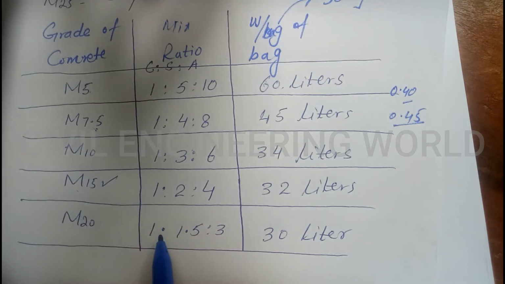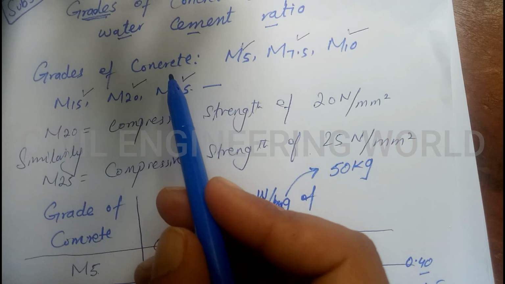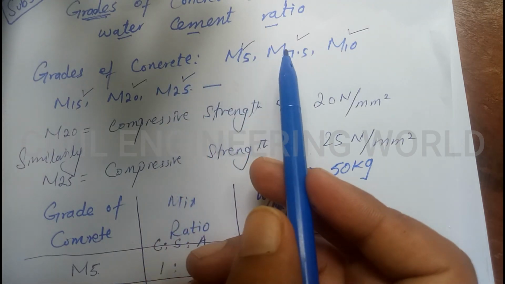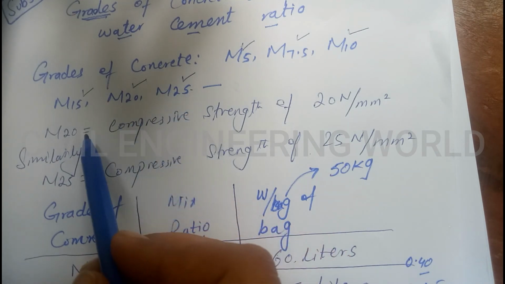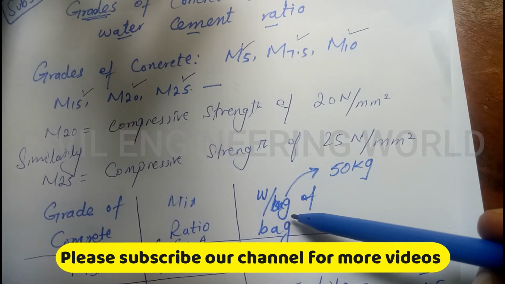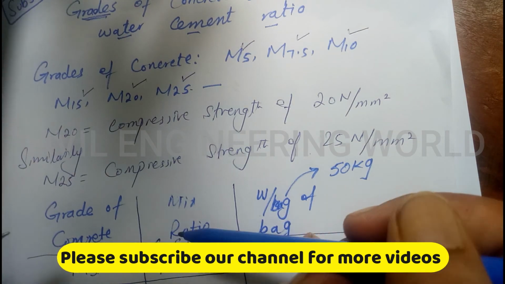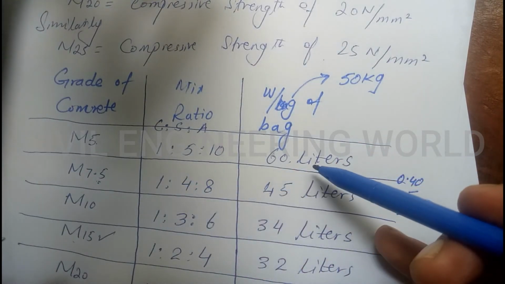So guys, this is the table that you can use to add the amount of water for mixing cement, sand and coarse aggregates. So I'm going to revise it again. These are the different grades of concrete: M5, M7.5, M10, M15, M20, M25. For different grades of concrete, we require different amounts of water. It totally depends on the mix ratios. When the mix ratio changes, the amount of water also changes.